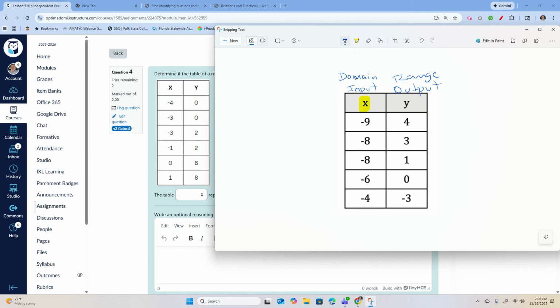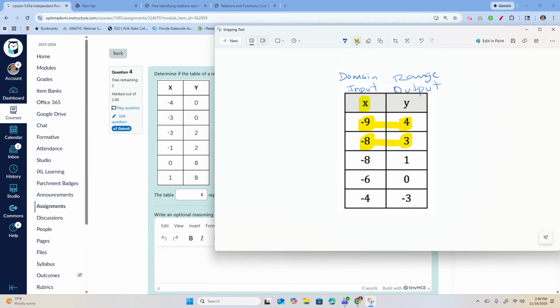Okay, so the Y column is called the output and range, and the X column is sometimes called the input and the domain. I want to make sure that each number in the X column is matched exactly with one Y value. You can see the -9 is matched with the 4. The -8 is matched with the 3.